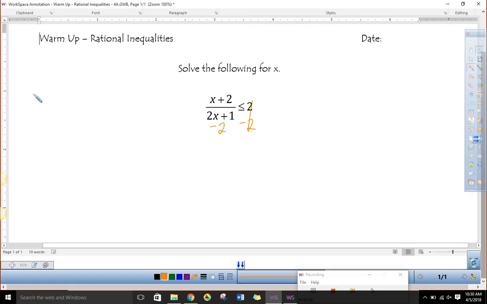So you end up with, I'm going to give myself some space here, (x plus 2) over (2x plus 1), plus negative 2, just because that makes me happier. You can put minus 2, doesn't matter. What's this as a fraction? Over 1. And this is, how do I say this symbol correctly? Greater than or equal to?